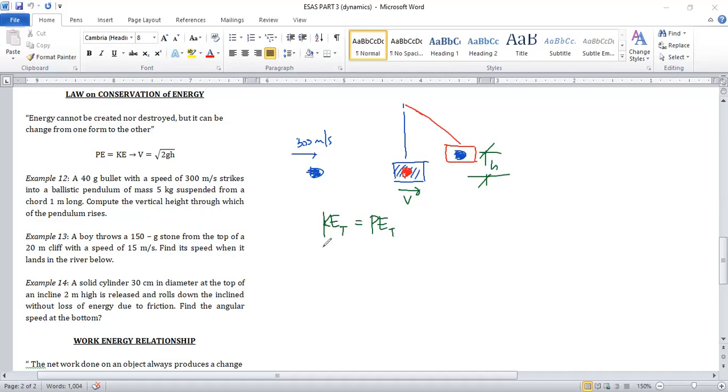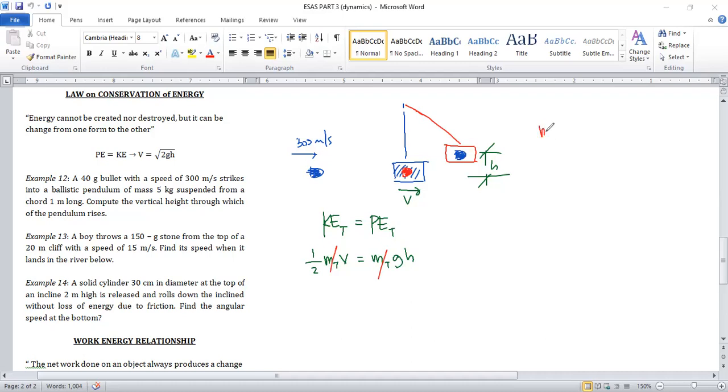Okay, so kinetic energy, that is equivalent to one half mass total multiplied by the new velocity squared, that is mass total, equal to gravity multiplied by the height. So we can cancel out mass total directly. Our problem now is V. So we use the impulse momentum concept, or the concept of conservation of momentum.